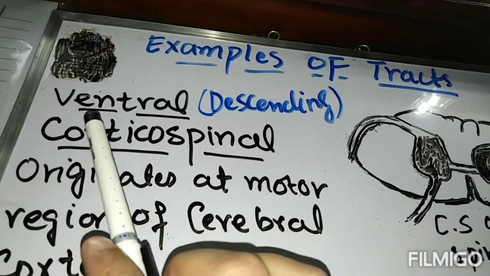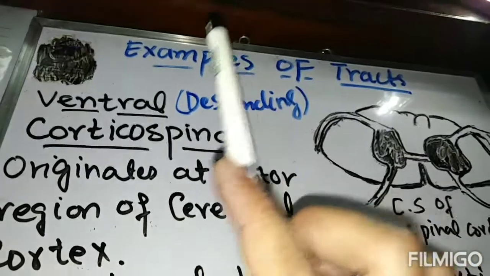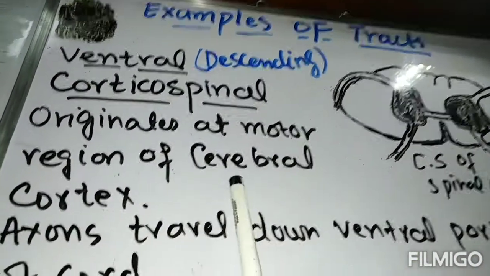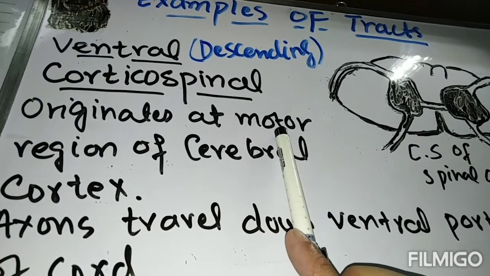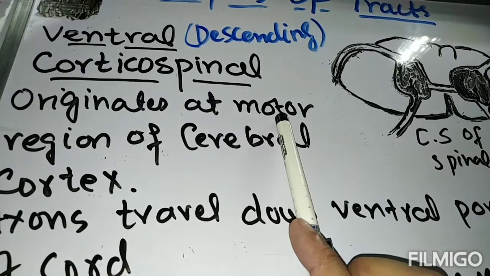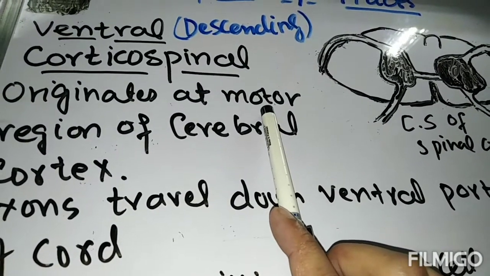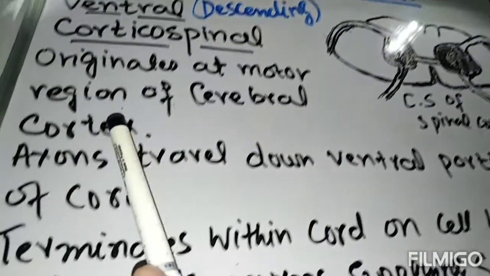Let us take an example of a descending tract. This tract, which is written in front of you, ventral corticospinal, is a descending tract. Its cell bodies originate at the motor region of the cerebral cortex. Motor relates to movement, the function of movements. Motor function is the function related to movements that are related to skeletal muscles.